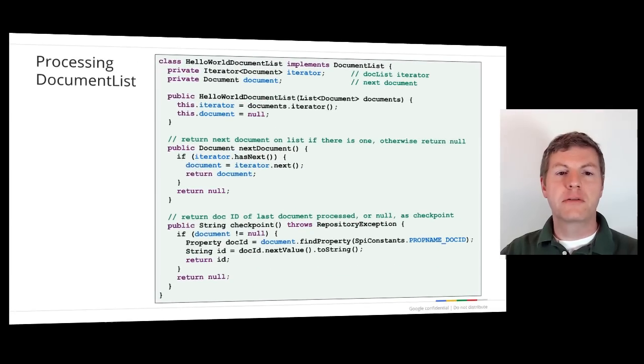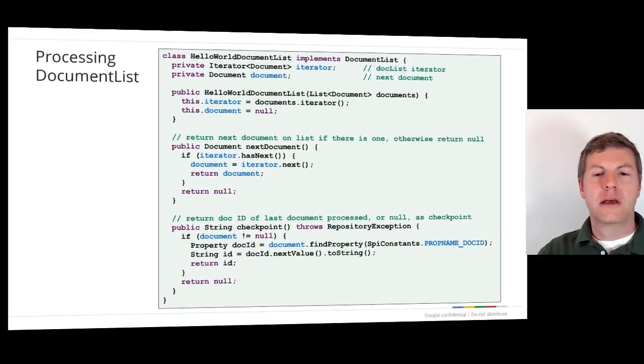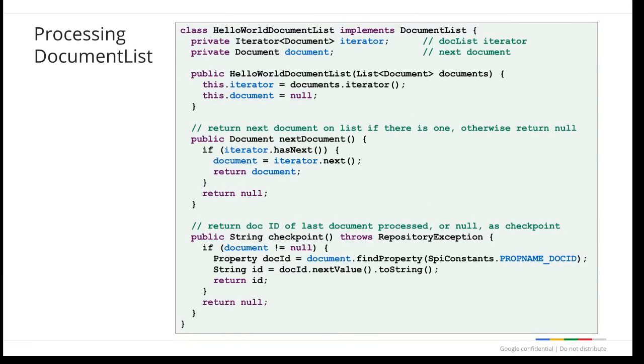Once the traverse method returns the document list, the next document and checkpoint methods of the document list can be invoked by the connector manager. The next document method iterates through the documents within the list. The checkpoint method keeps track of the location of the last document processed. For this to work, you need to be able to sort all of the documents within the repository, not just the ones within the current list. You might use a single unique attribute or a single combination of document attributes for all documents within the repository.